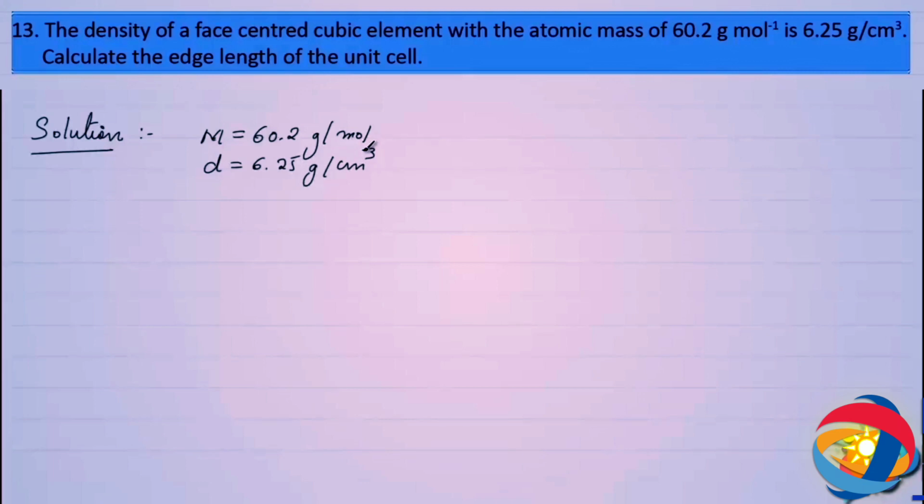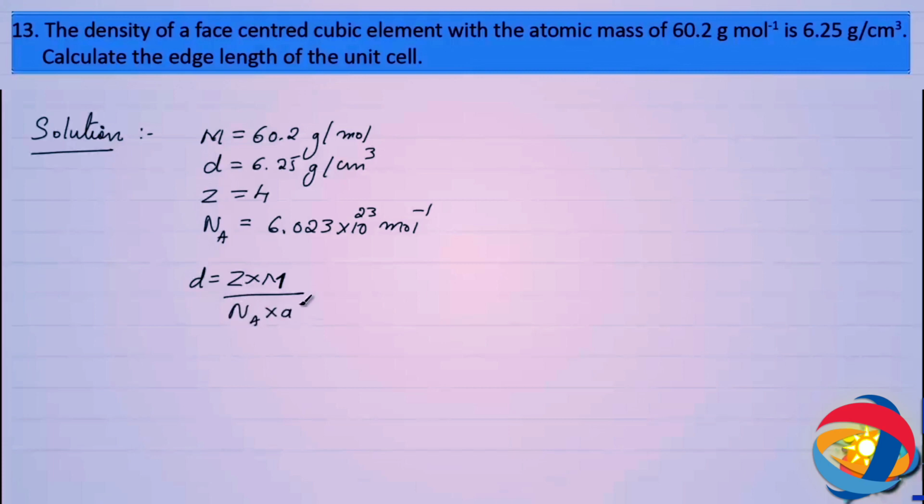For FCC unit cell, the number of atoms per unit cell is always 4. That is, Z is equal to 4. And the given Avogadro's number is Na equal to 6.023 into 10 to the power 23 per mole. Now let us calculate the edge length of the unit cell by applying the formula D is equal to Z into M divided by Na into A cube. By rearranging the terms, we get A cube is equal to Z into M divided by Na into D.